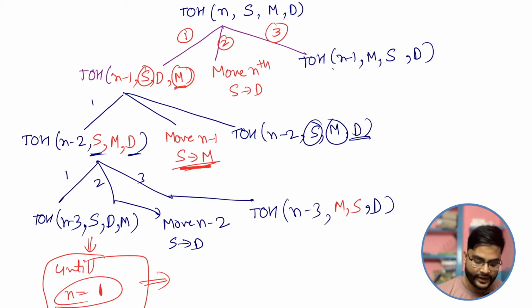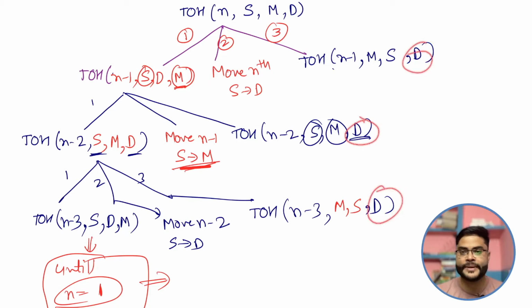At every call, in my first recursive call, my source will remain the same because I want to move n, then n minus 1, then n minus 2, then n minus 3 disk from source only. And in the second recursive call, my destination will remain the same, and my source and middle will keep on interchanging after every call.